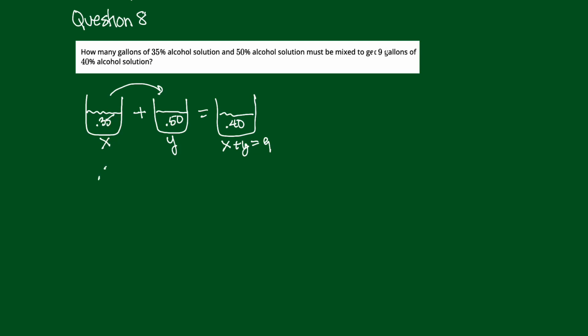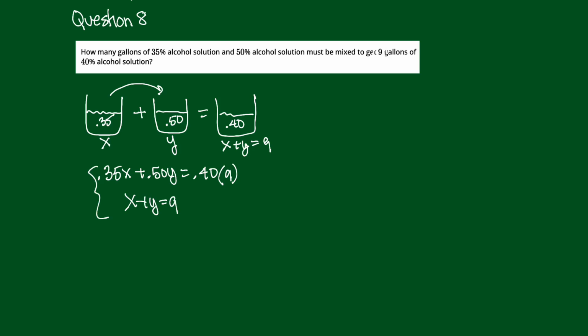0.35x plus 0.50y is equal to 0.40 times 9, right? I got 35% of this amount plus 50% of this amount is alcohol, and that's equal to 40% of this amount, because I'm told that amount. Now, I have two variables. I have only one equation here, but I do know this, that X plus Y has to be 9. So there's another equation. X plus Y has to be 9.